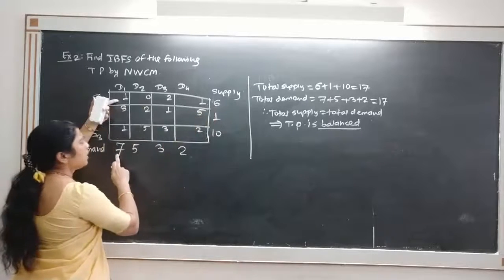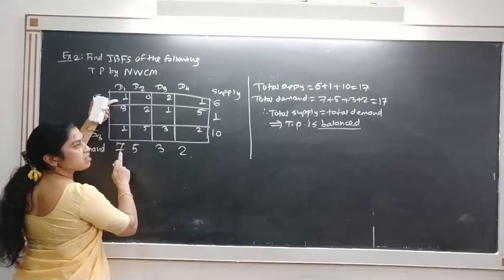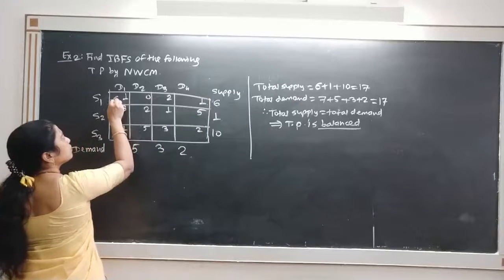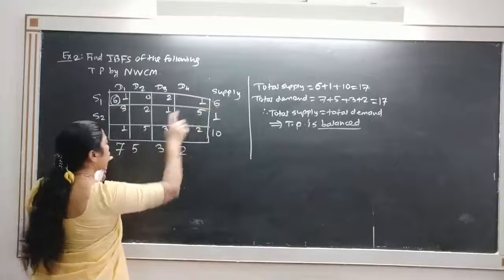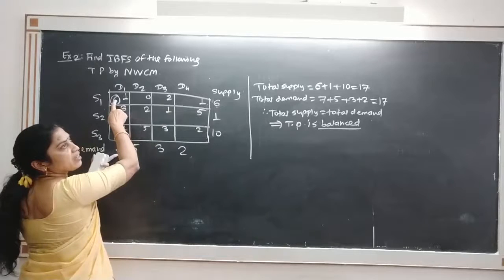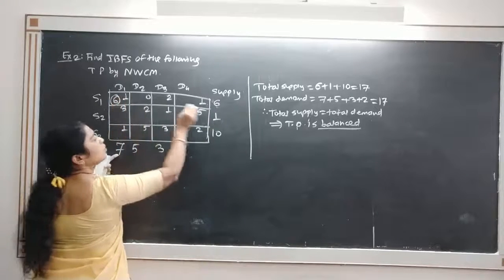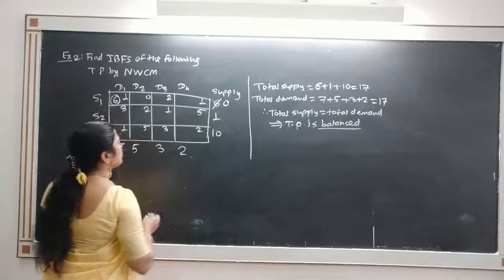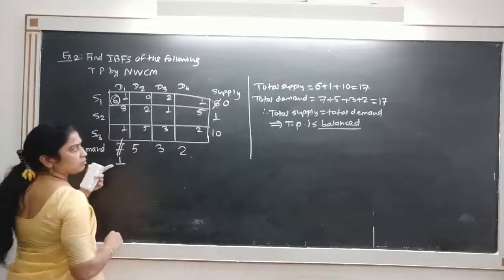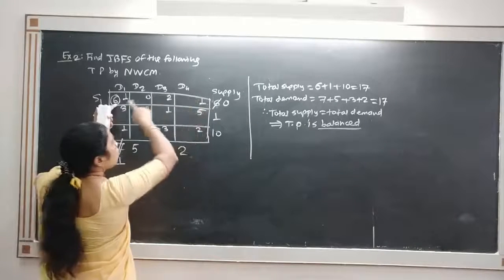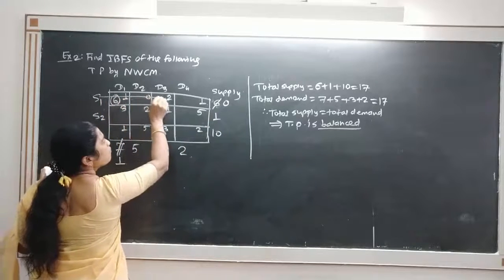Supply is 6, demand is 7, the minimum of 6 and 7 is 6. So allocate 6 here. Once you allocate, adjust the amount of supply and demand by subtracting this allocated amount. So 6 minus 6 remains 0. Supply remains 0, and 7 minus 6, demand remains 1. Now the row has 0 supply and therefore we cross out the row having 0 supply.